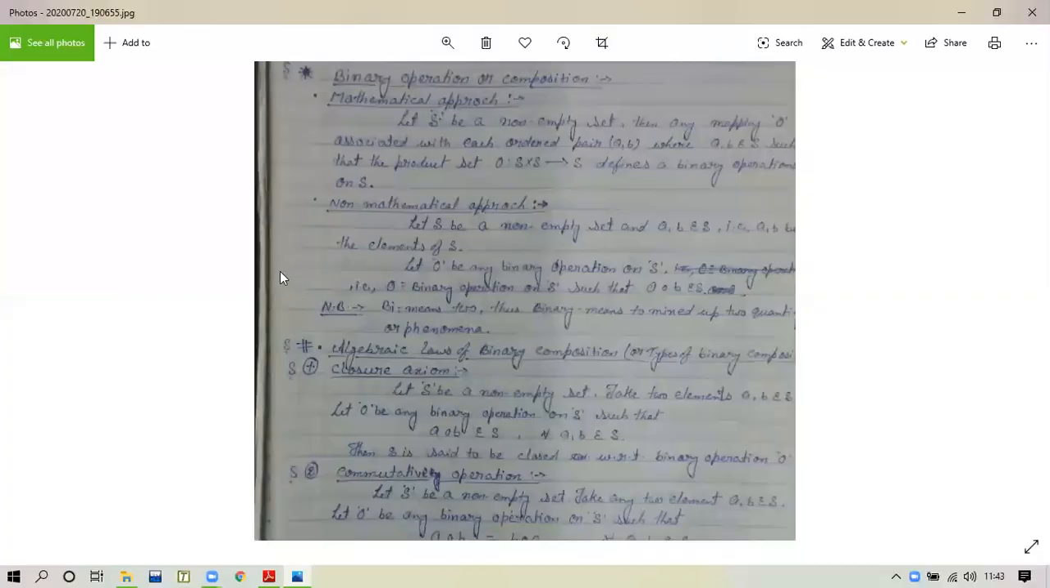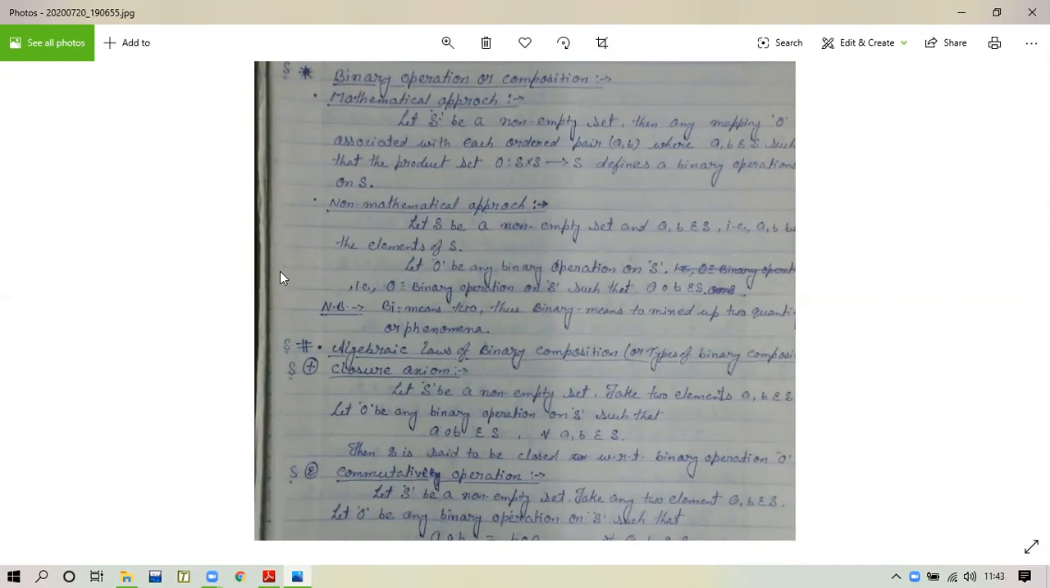When we define operations on any numbers, they are defined inside a set. The first one is the binary operation, which we also call a composition. There are two ways of defining the binary operation. The first one is the mathematical approach, and the second one is the non-mathematical approach.